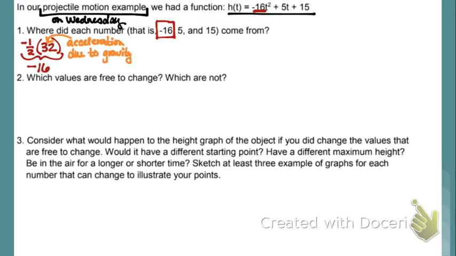Okay. Where's the 5 coming from? It's the initial velocity. And last but not least, the initial height.